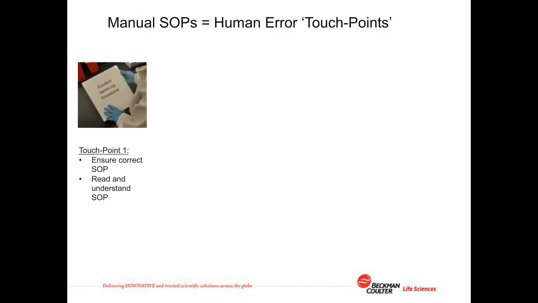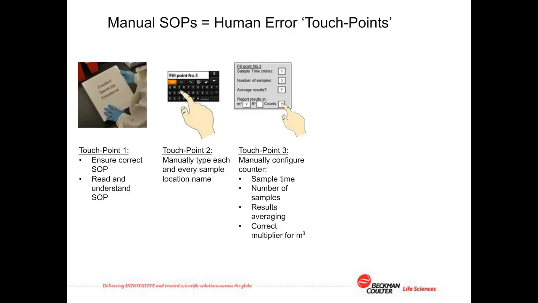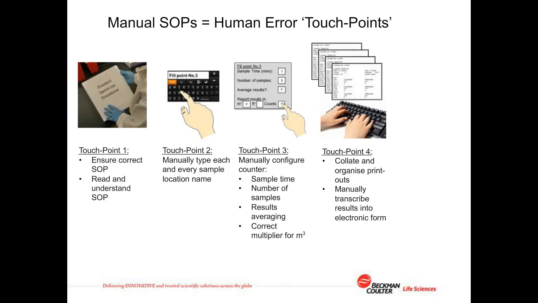So if we look at those touch points again, the first thing the person doing environmental monitoring or quality control has to do is make sure they've got the correct SOP. They need to make sure they read and understand the SOP. And if they're doing routine environmental monitoring, then they have to type each sample location in through the screen on the particle counter. They have to manually configure the particle counter for the sample time, the number of samples, whether it averages the samples or gives raw results. And they also have to make sure they're using the correct multiplier to report those results in cubic meters.